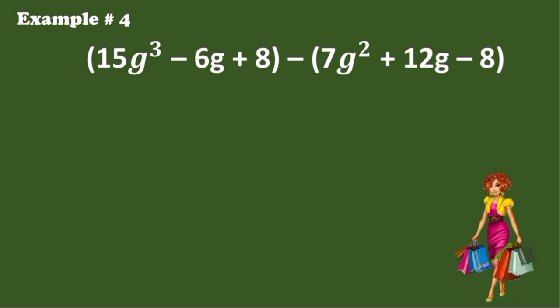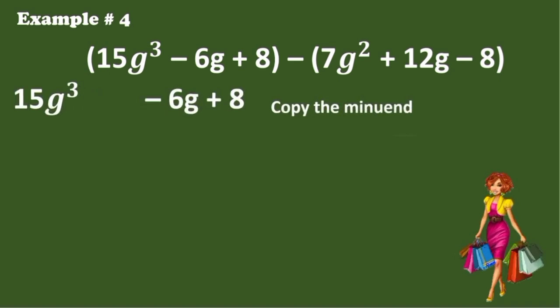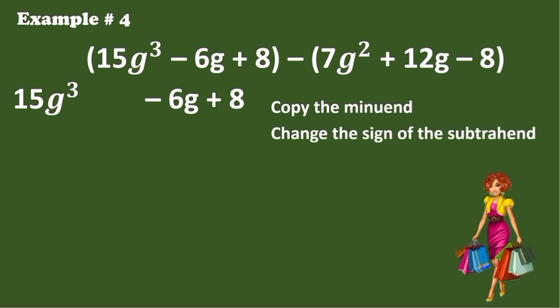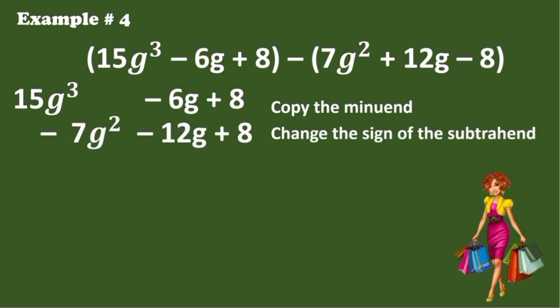Example number 4. 15g cubed minus 6g plus 8 subtracted by 7g squared plus 12g minus 8. First copy the minuend. Then, change the sign of the subtrahend. This will become negative 7g squared minus 12g plus 8. Then proceed to the rules in adding polynomials.